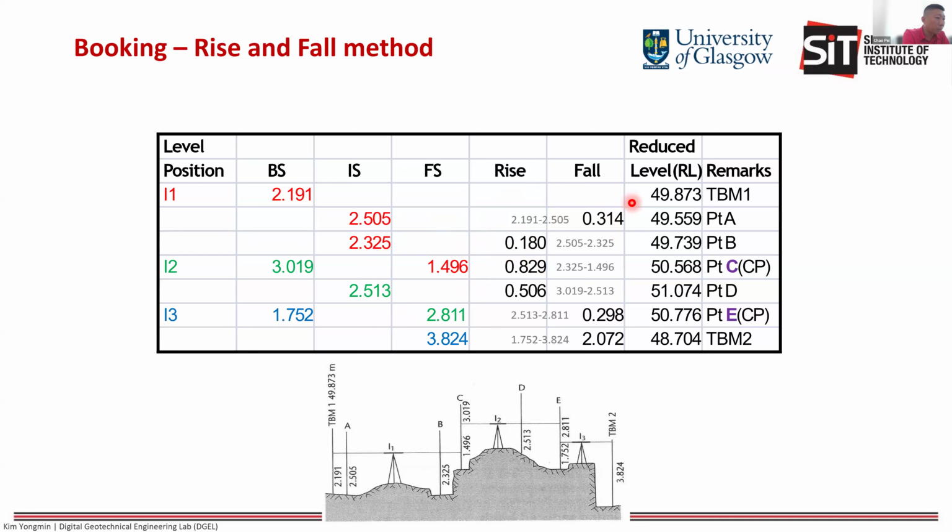After that, you repeat this. You calculate all the rises and the falls. And then you calculate the reduced level. This is a benchmark, this is a given level. Then you minus this 0.314, you get the reduced level. Then you repeat the procedure, plus or minus, then you can get the reduced level of all the points. And then this is a calculated level on benchmark 2.